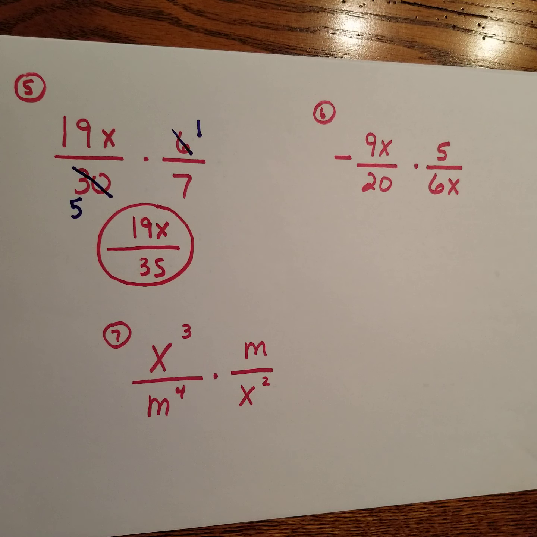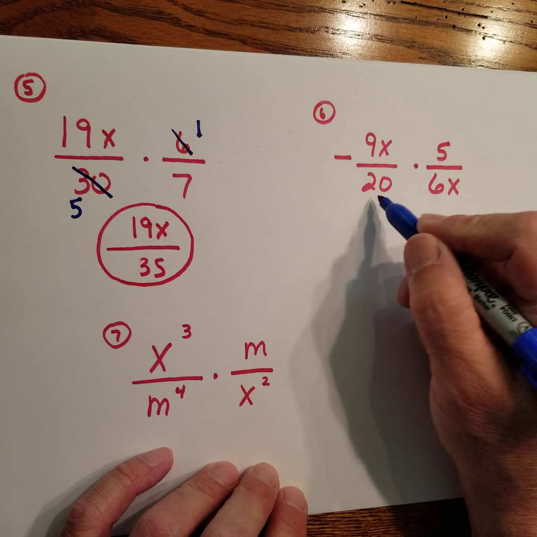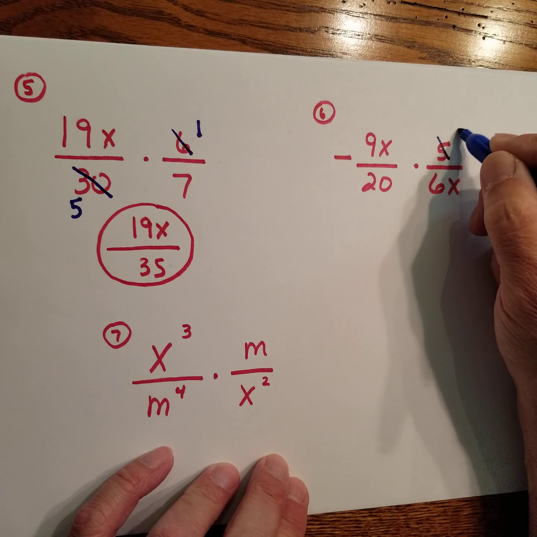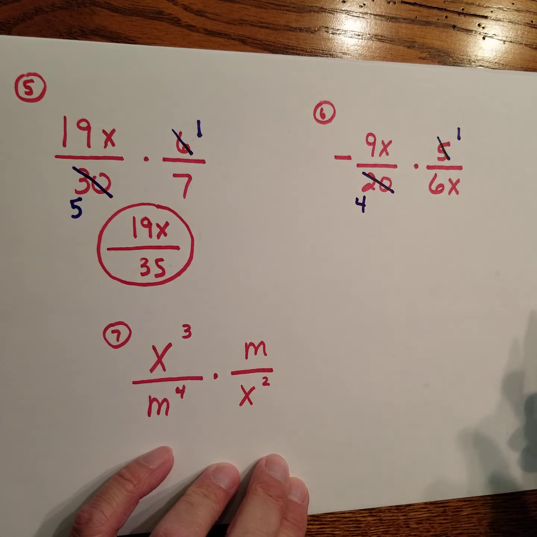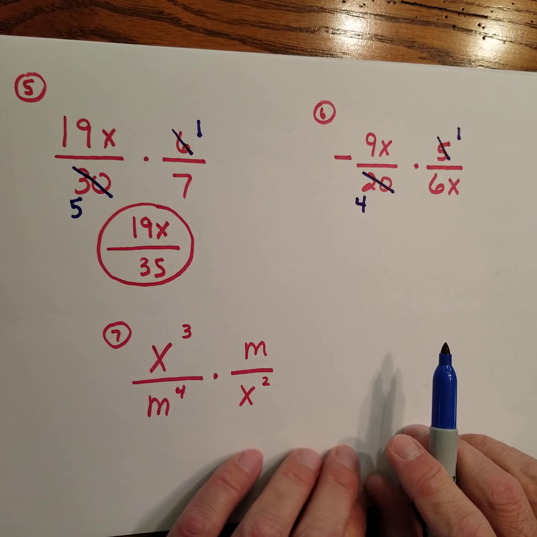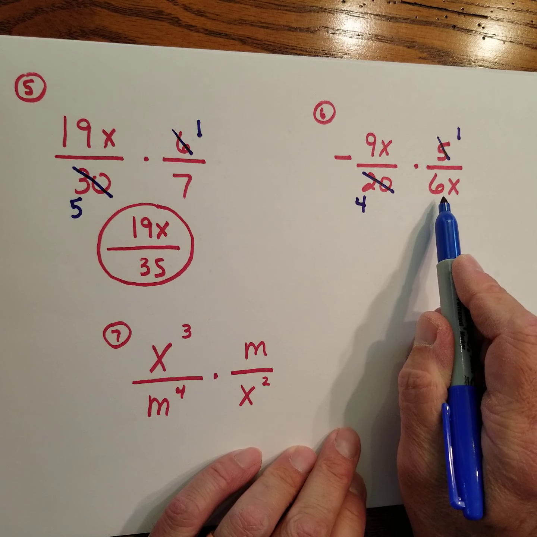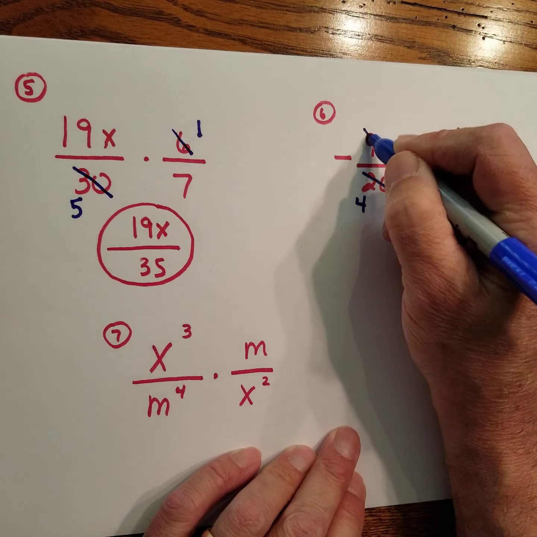Let's try number 6. Can you find tops and bottoms that reduce nicely? Well, I see 5 and 20. Those are going to reduce. I can divide 5 by 5, and I can divide 20 by 5. But look at the 9 and the 6. Those can reduce as well. I can divide by 3 and divide by 3. 6 divided by 3. 9 divided by 3.